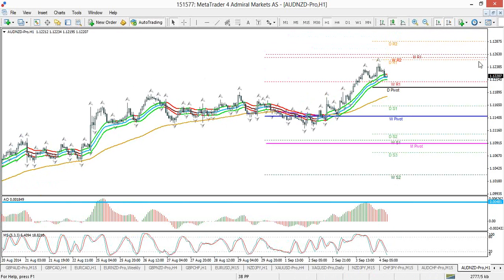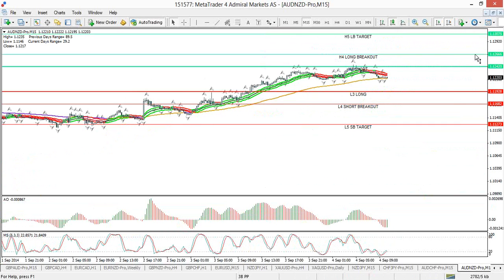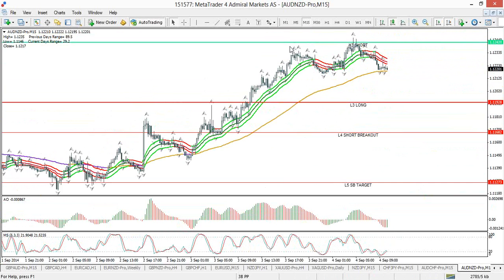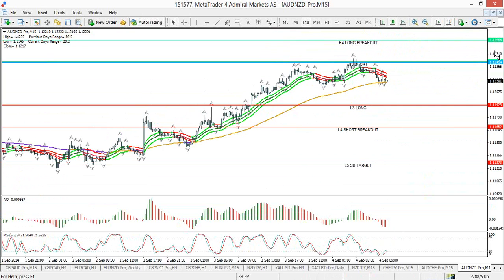Let's take a look at the 50-minute chart. Now, if this is not a bouncing spot, you might want to keep an eye on the H3. That could be the breakout level for the upside on the Aussie New Zealand.